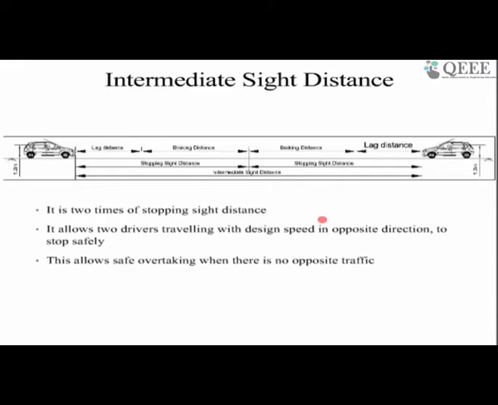For highways which are median divided, where you don't expect traffic from the opposite side, you don't need to provide intermediate sight distance. But if there is no median and you expect traffic from the opposite direction, then you need to provide the intermediate sight distance instead of the stopping sight distance.